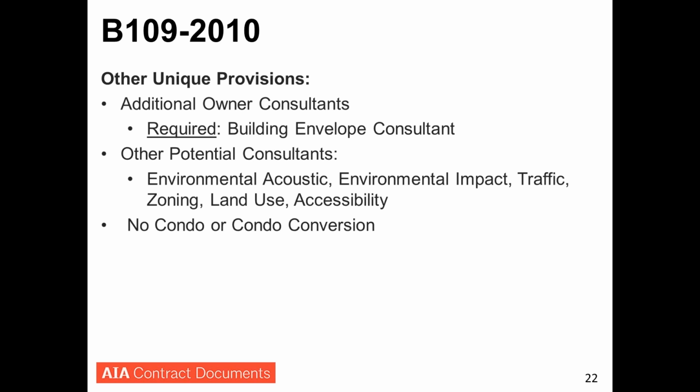And so we felt that it was important to add that as a requirement in this document. And then again, in the initial information section in the owner consultants, there's a fill point for other, and in a parenthetical in that fill point, we list other owner consultants, for example, environmental acoustic, environmental impact, traffic, zoning, land use, accessibility. Those are all mentioned in that parenthetical just to flag them. They're not necessarily consultants that would be required in every project, but they're flagged so that people see that, and then maybe that would start a conversation about whether you need them or not. And then if so, that's where you would put them in the document.